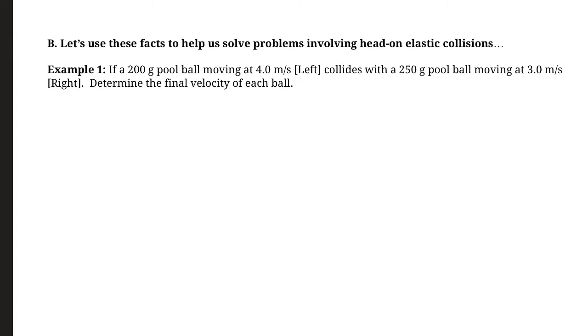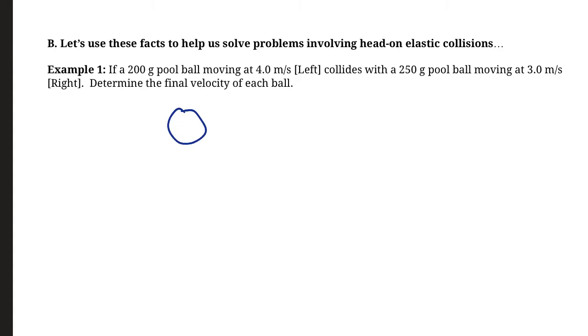So if we have a 200-gram pool ball moving left, colliding with a 250-gram pool ball, I know all pool balls should be the same mass, but let's just assume they're different masses just to make the question a little more interesting. Determine the final velocity of each ball. First of all, I'm just going to draw a quick sketch.